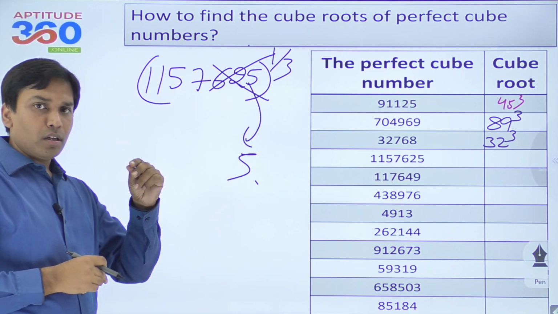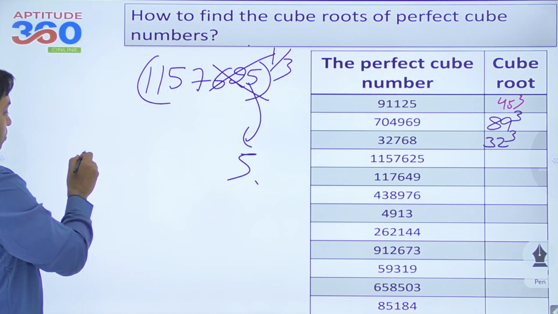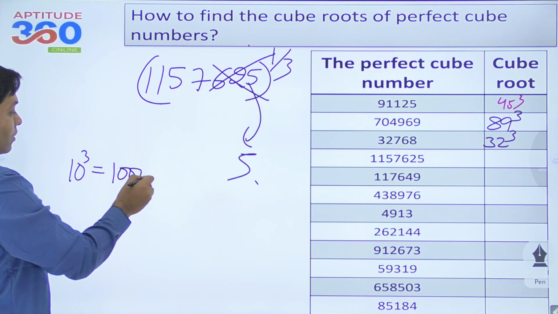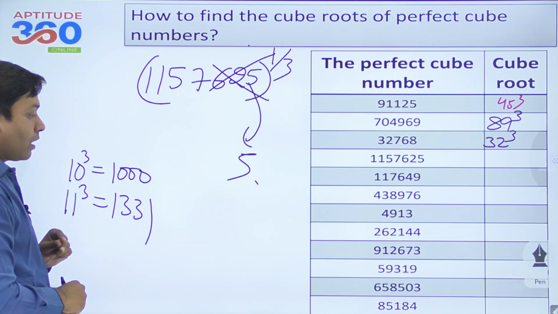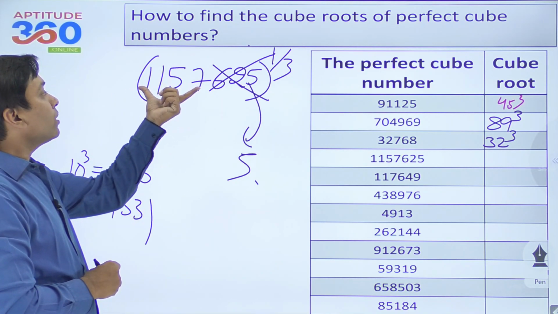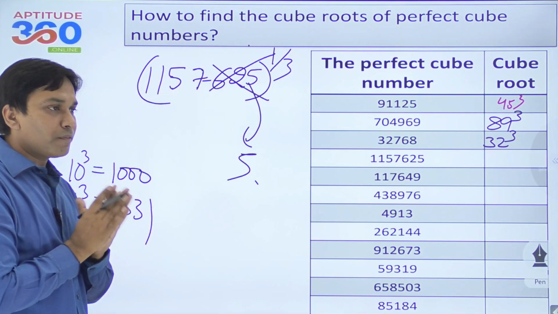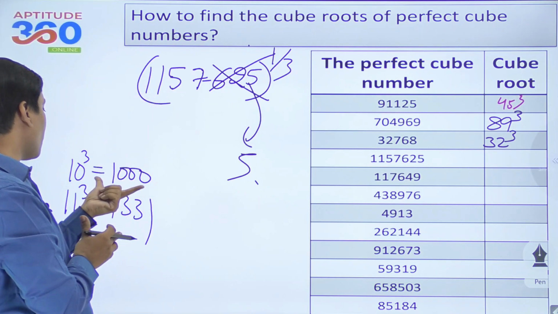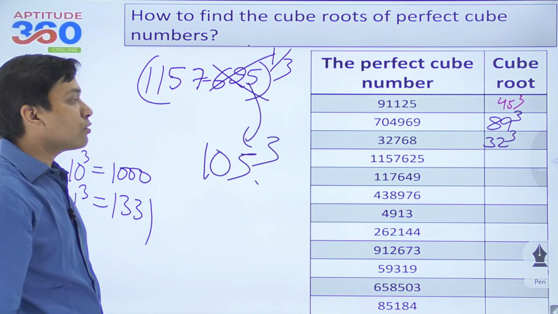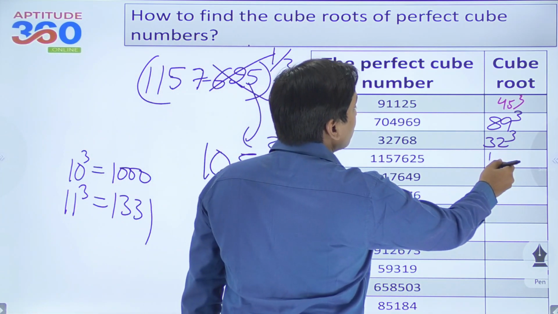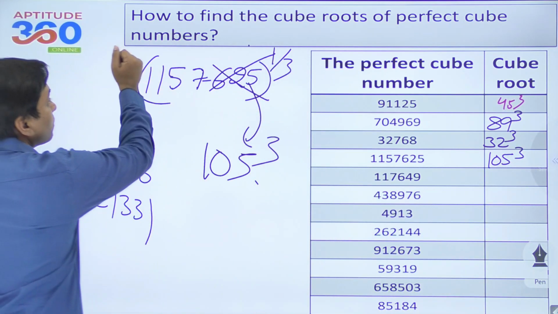Say 10 cube. 10 cube is 1000, whereas 11 cube is 1331. Now the perfect cube number that we are looking for has to be less than 1157. So which number is it? This is 10. So this number is 105 cube. Aren't they simple? They are way too simple.